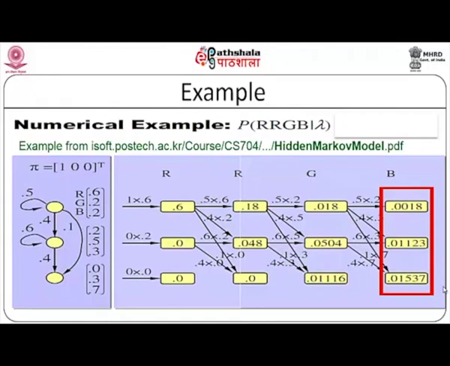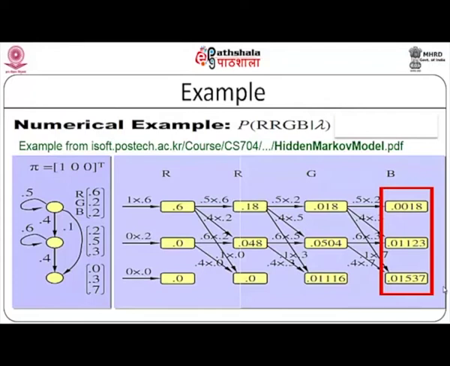So, 1 into 0.6. Similarly, for the second state, the probability of emitting red is 0.2, but the probability of being in it initially is 0, so this is also 0. So, that is about 1. Now, this is the interesting part.